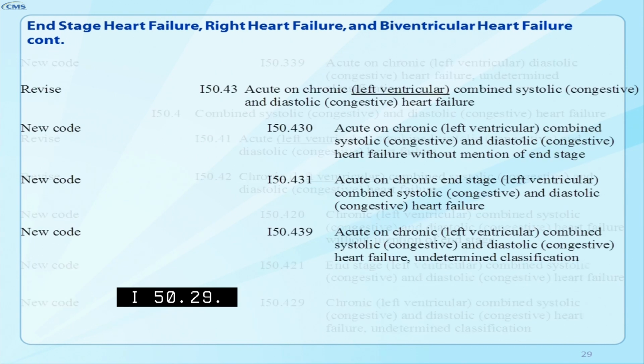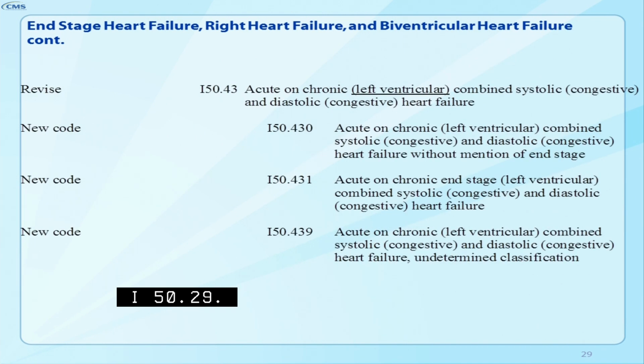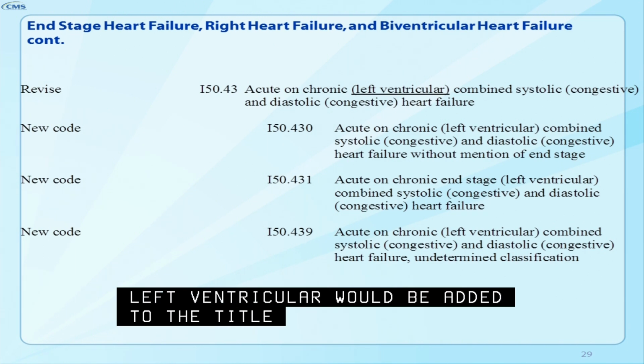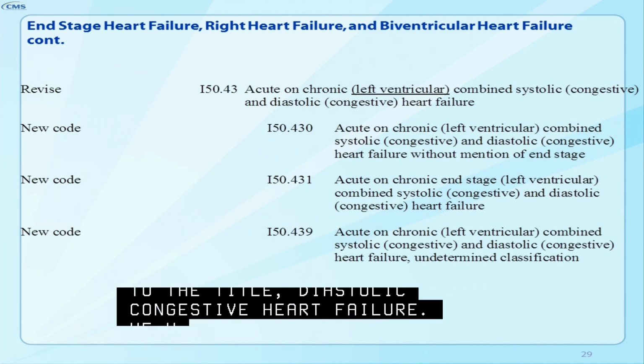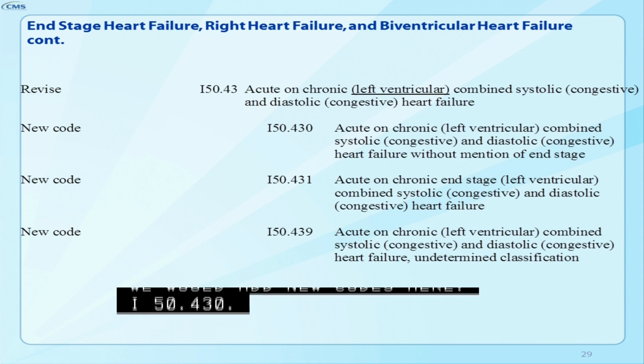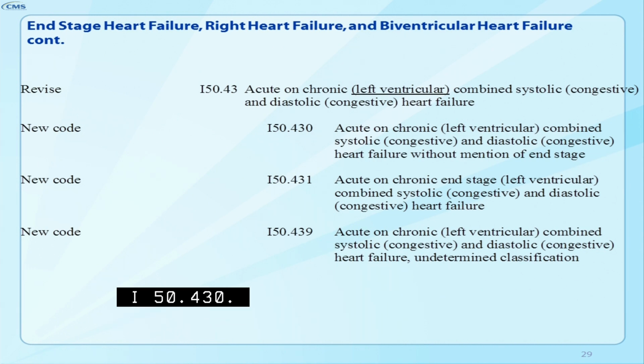Finally, I50.43, acute on chronic left ventricular would be added to the title, combined systolic congestive and diastolic congestive heart failure. We would add new codes here, new code I50.430 for acute on chronic left ventricular combined systolic congestive and diastolic congestive heart failure without mention of end stage.